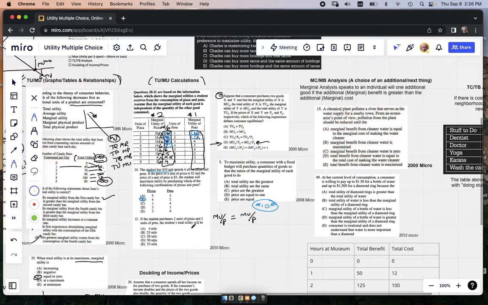All right, if the student purchased 2 units of pizza and 2 units of pens, the student's total utility would be, understand that we add up marginal utilities to equal total utilities, right? So the student purchased 2 units of pizzas and 2 units of pens.